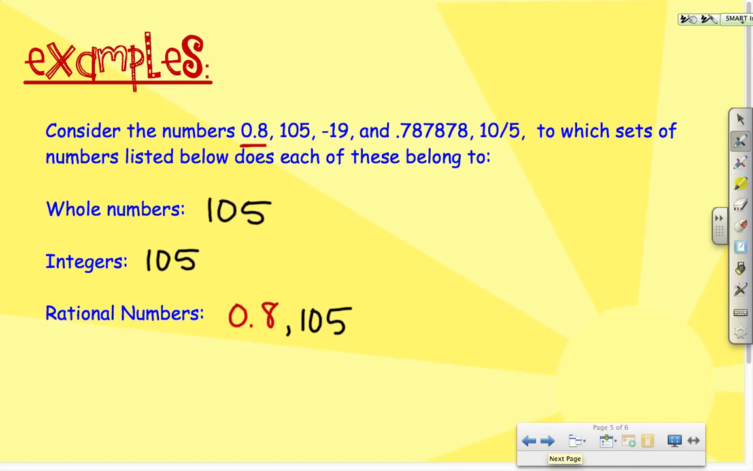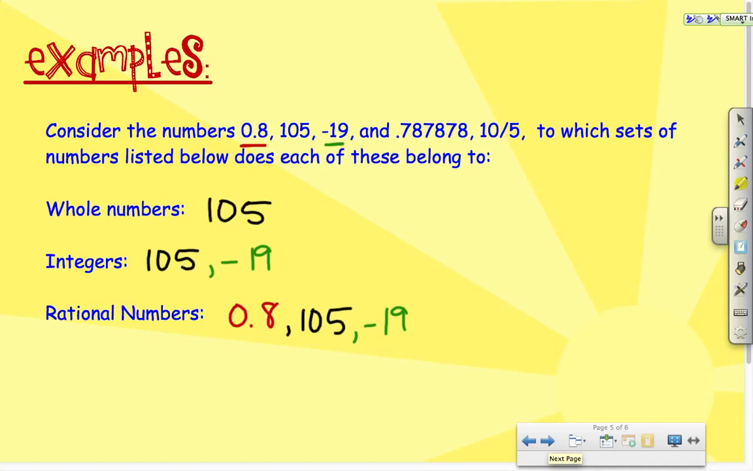Let's take a look at -19. Is it a whole number? No, because all of the whole numbers have to be positive. Oh, sorry, -19 is not a whole number. So we can't put it there, but we can put it with the integers because -19 is a whole number that is just a negative. And then remember, is it a rational number? It sure is because all of the integers are rational numbers.